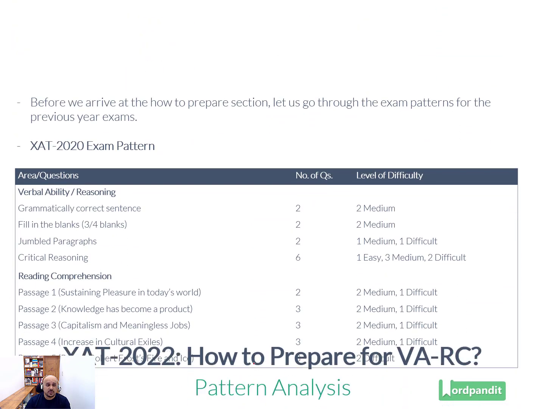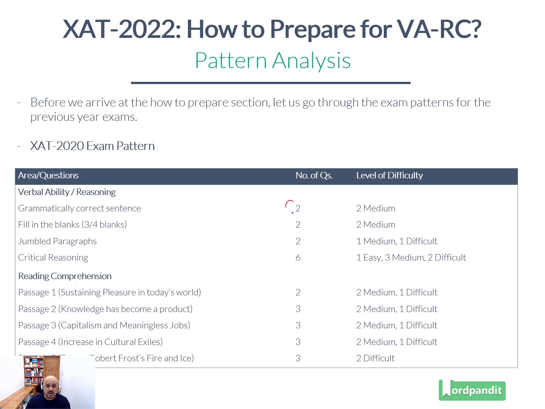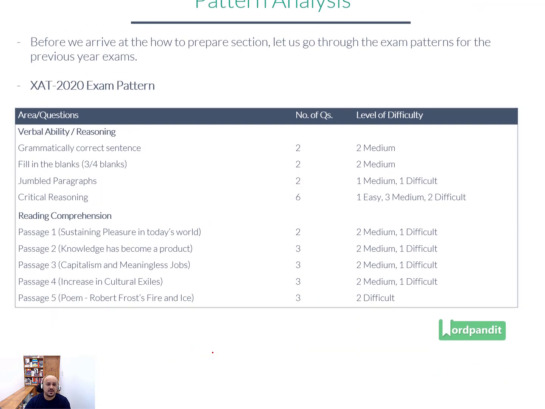If we go to XAT 2020, again we had 2 grammar questions, 2 vocabulary questions, 6 CR questions, and 2 para-jumbles, followed by 5 RCs, including 1 poem. So we had Robert Frost in 2020, and we had Vikram Seth last year. So famous authors were picked up as well. Again, you can see the primary thrust is towards para-jumbles and critical reasoning in the reasoning section, and then you've got your RCs, which are generally medium to difficult level.